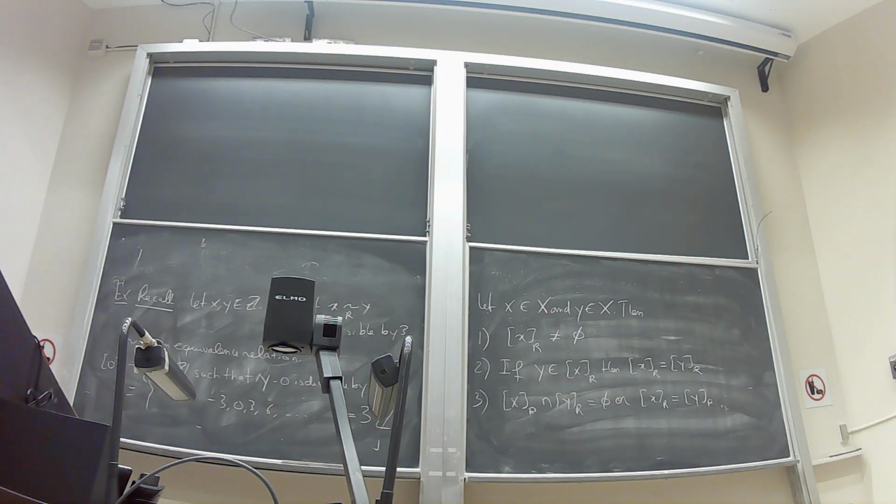Great. Now what is the equivalence class of 3? Everyone. Is it the same? Yes. So it's the set of y in Z such that y minus 3 is divisible by 3. It is the same thing as saying y is divisible by 3. Yeah? This is also equal to the equivalence class of 0.